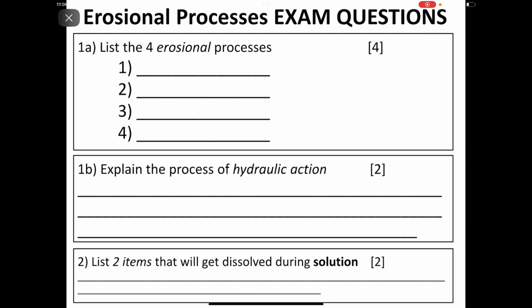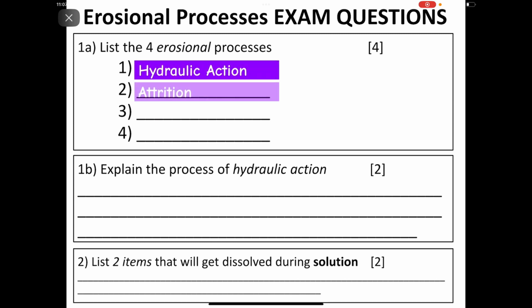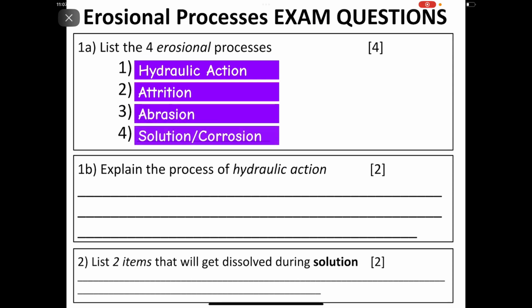List the 4 erosional processes, and you'll notice that the important bits, the things that they want you to answer, are either unbolded or in italics. So there are 4 main processes. Remember, HAAS. H for hydraulic action, the first A for attrition, the second A for abrasion, and the final one is solution or corrosion.